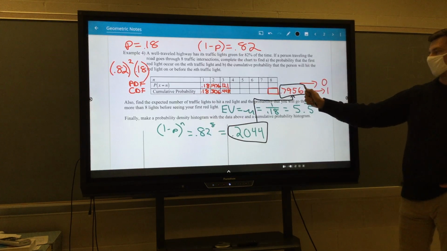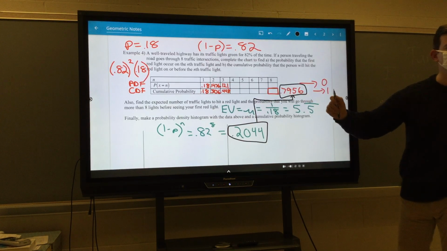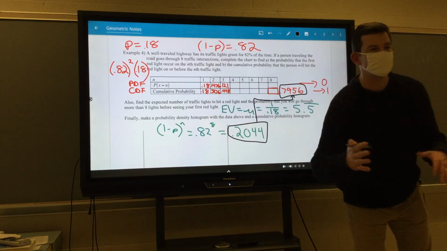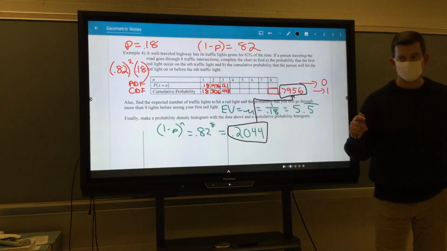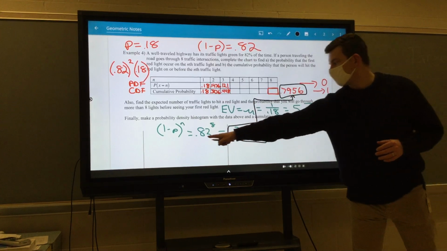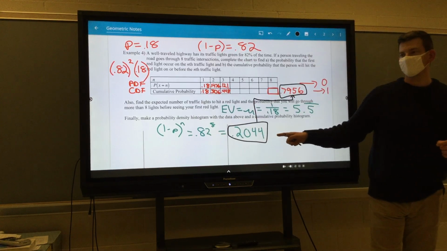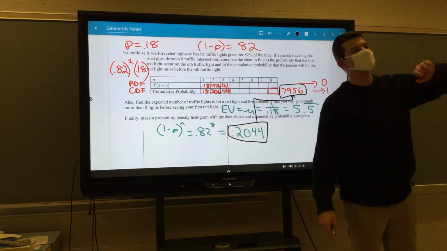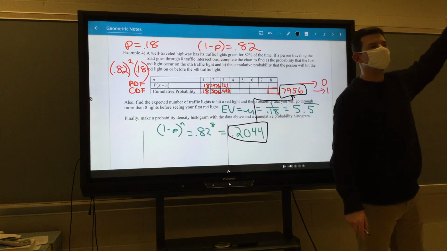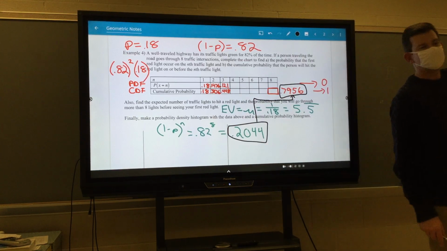This is the probability that your first success will occur by the 8th intersection, on the 1st, 2nd, 3rd, 4th, 5th, 6th, 7th, or 8th. This number represents 8 failures in a row, and that first success occurs somewhere beyond the 9th, 10th, 11th, all the way up through infinity.